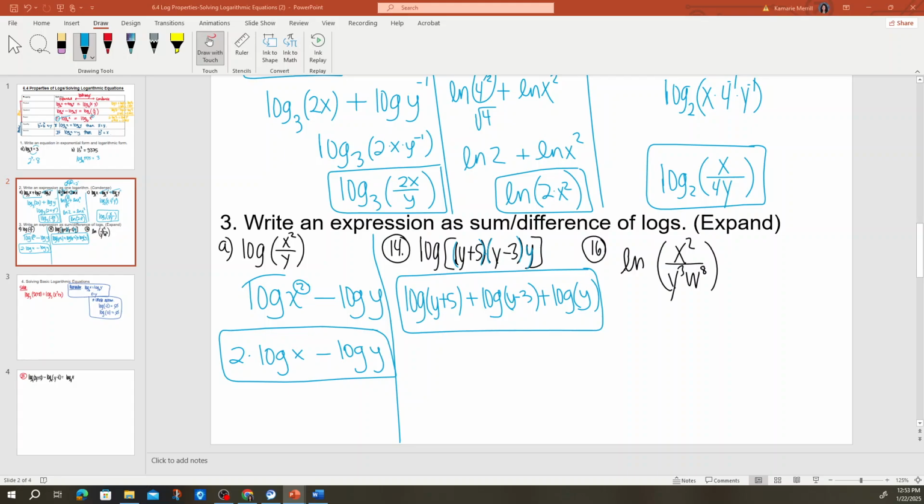So make sure the plus and the minus is what is separating the logs. That's what can condense and expand, not what is actually in the log. All right, let's try 16.